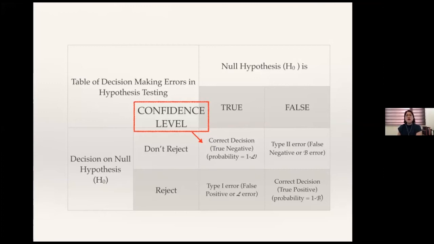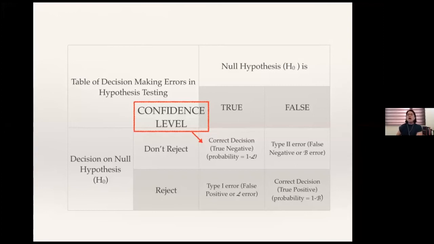Now, if the null hypothesis is false, then what would happen is you have to reject it. Diba? So if you look at the bottommost box, that is the correct decision. So that is the true positive. So if the null hypothesis is false, and you don't reject it, then you make a mistake. So that's the type 2 error. So that would be what you call the beta error.